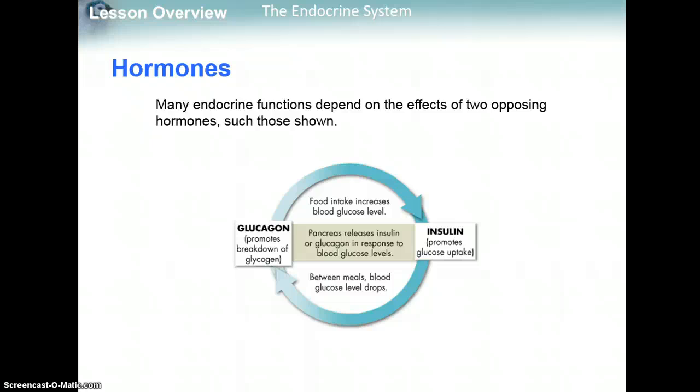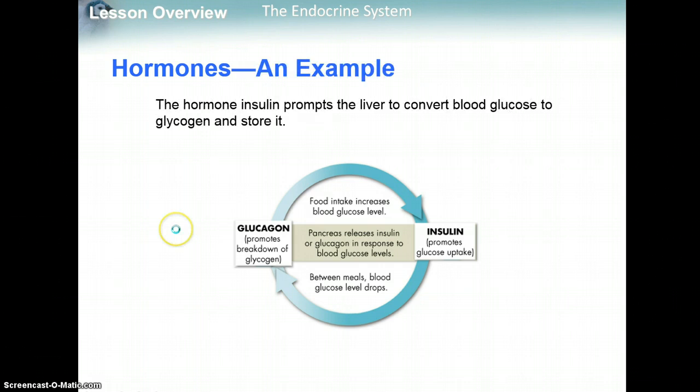The ones that we're going to focus on for the endocrine system are glucagon and insulin. Many endocrine functions depend on the effects of two opposing hormones, such as shown. So glucagon and insulin kind of counteract each other. We're going to see that in a bit. The hormone insulin prompts the liver to convert blood glucose to glycogen and store it.